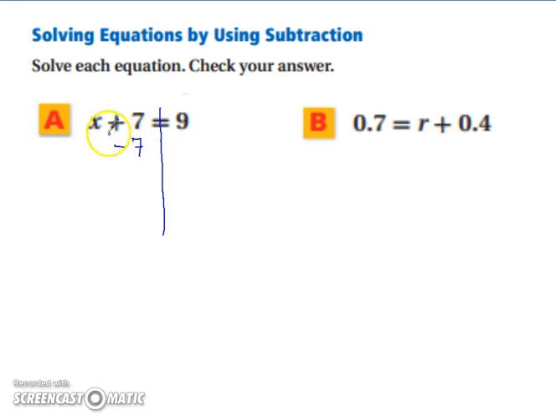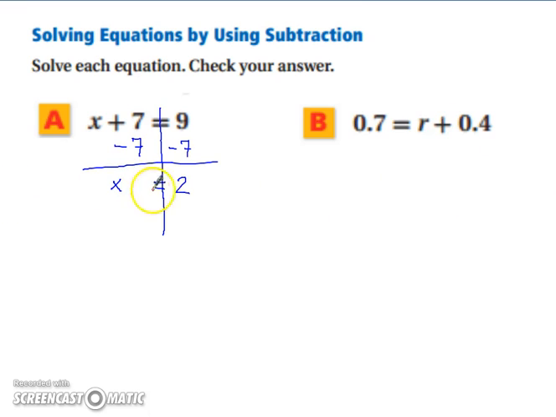Whatever an inverse does, it's going to make this equal 0. Remember, whatever you do to one side of the equation, don't forget to do it to the other side of the equation. Very important to keep everything balanced. So we're only left with an x on the left, and on the right we have 9 minus 7, which leaves us with 2.